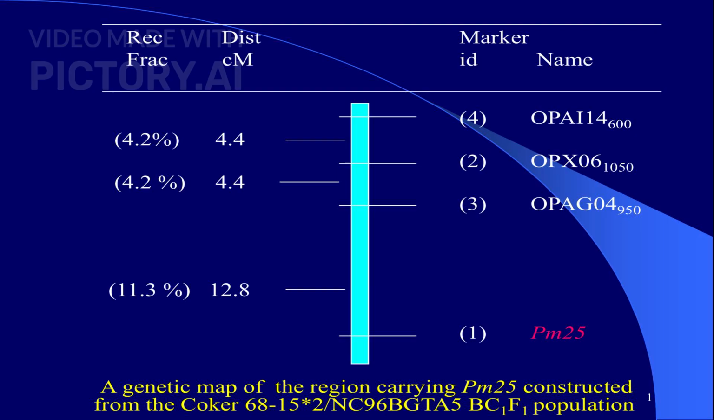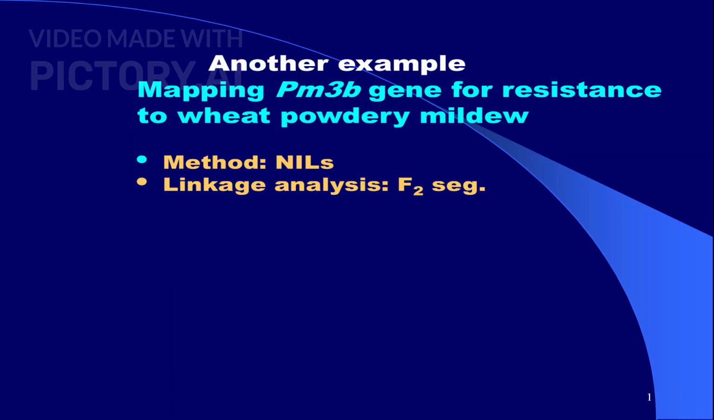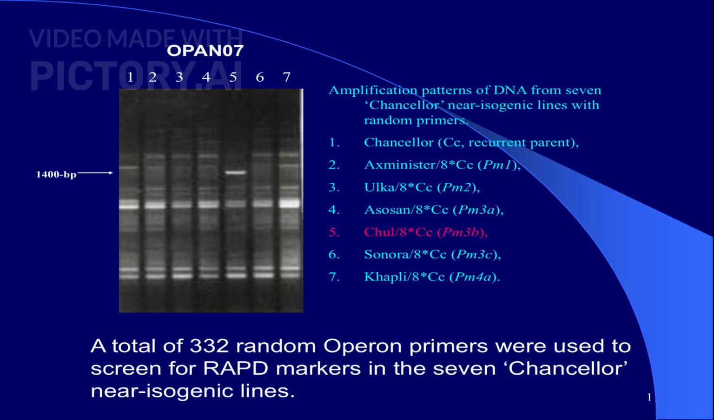We construct a genetic map of the region carrying the PM25 gene, providing a visual representation of genetic resistance pathways. In addition to PM25, we map the PM3B gene, using near isogenic lines and linkage analysis to further understand resistance. Amplification patterns from various wheat lines help identify RAPD markers, essential for mapping resistance genes like PM3B.